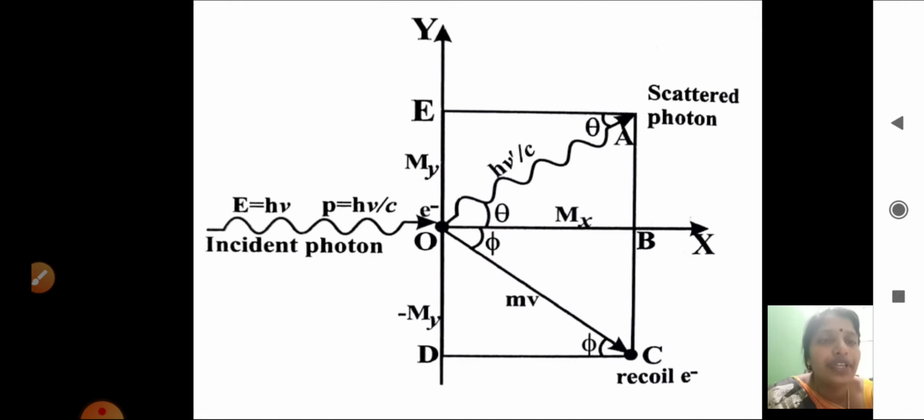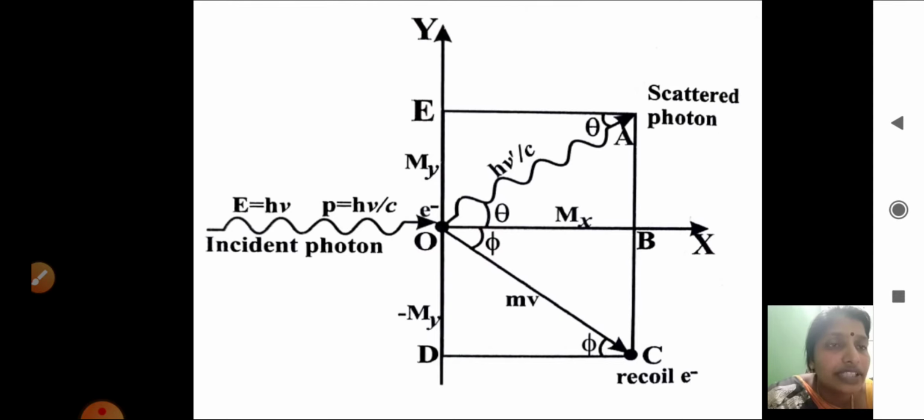Before collision, the y component is 0. After collision, one component is the scattered photon and the other component is the recoil electron. For the scattered photon, sin theta equals my by h nu dash by c, so my equals h nu dash by c sin theta. For the recoil electron, momentum p equals mv.